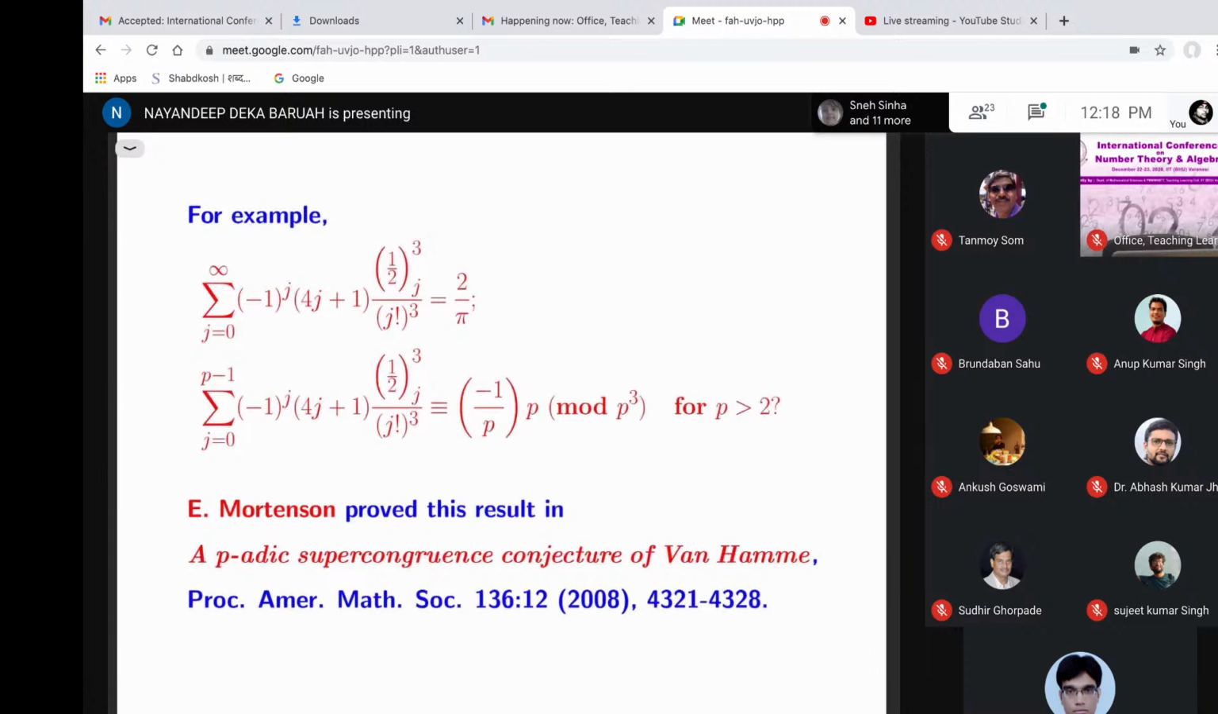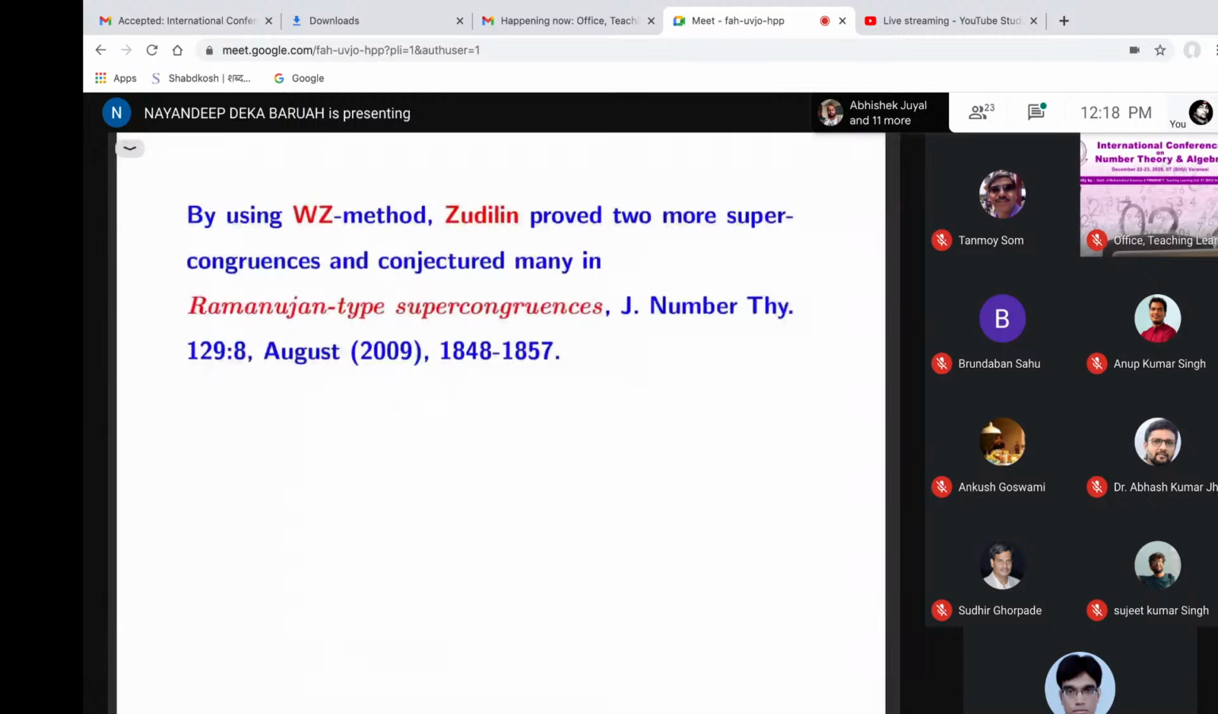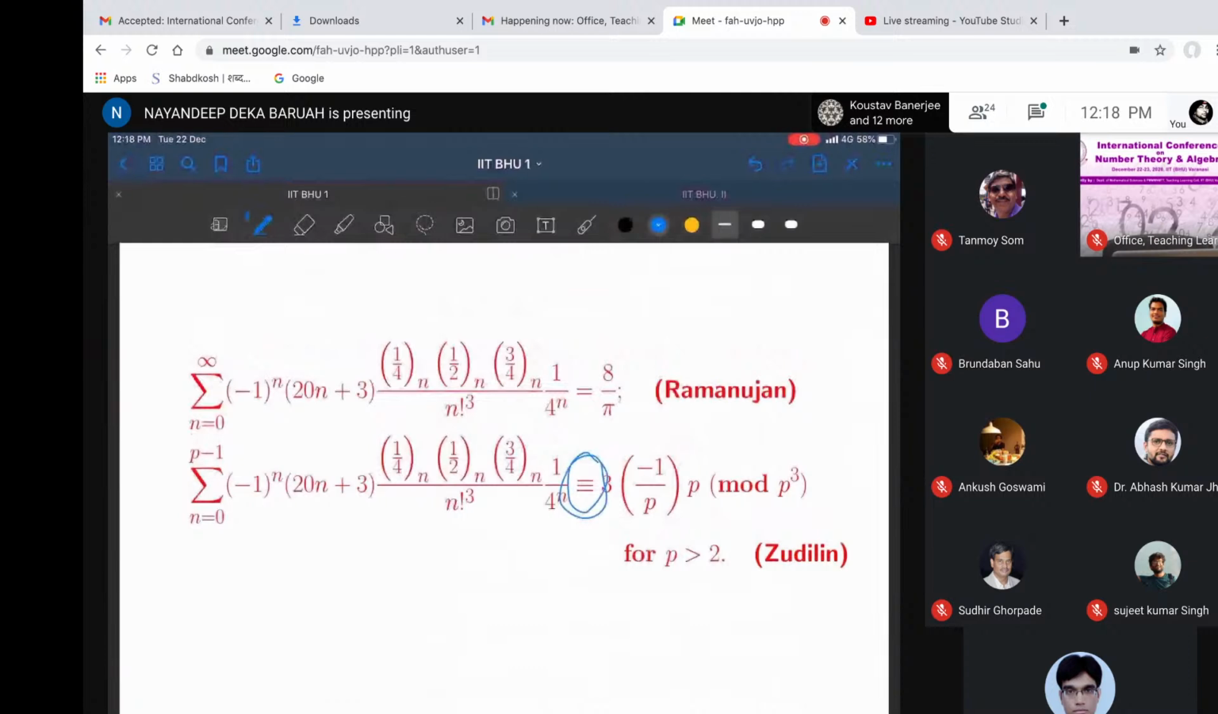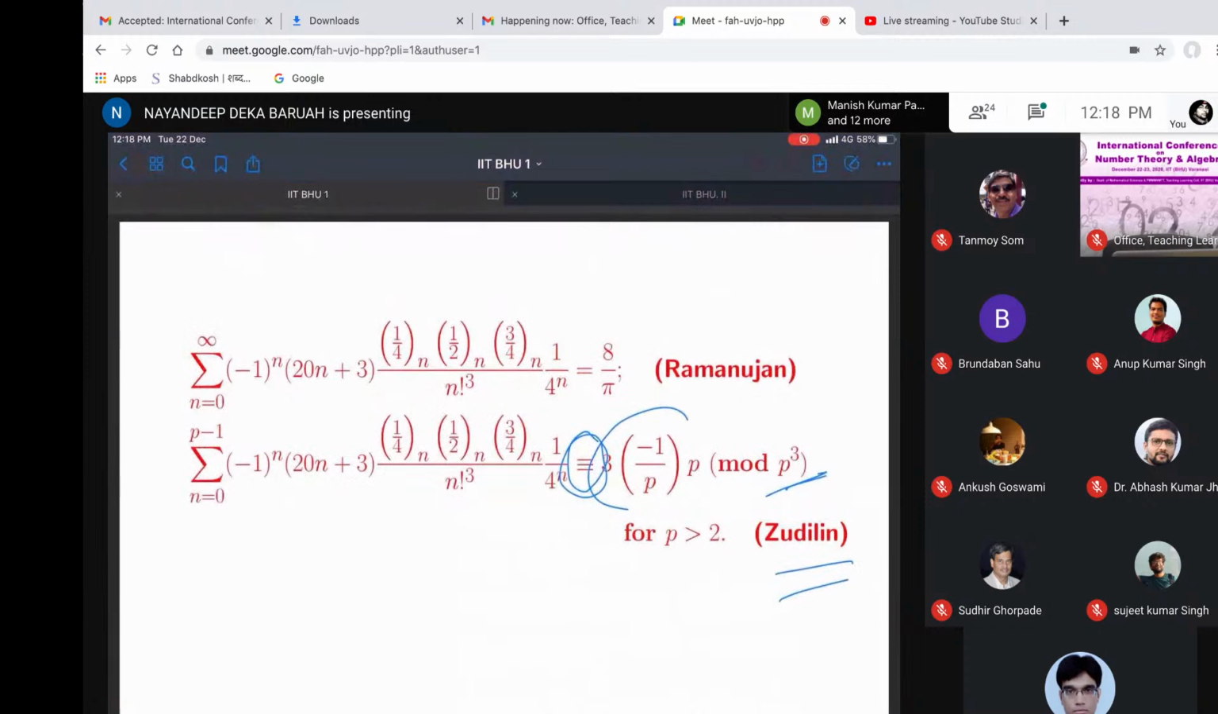For example, this is Ramanujan's series, the first one. And the second one is the p-adic analog of this series, modulo p cubed. So if you truncate the infinite series of Ramanujan at p minus 1 for a prime p greater than 2, then this satisfies very nice congruence properties. This is congruent to this one, modulo p cubed. That is by Zudilin, and there are many more there, so one can see his papers. Similarly, this is a series by Guillera, and Zudilin's supercongruence.